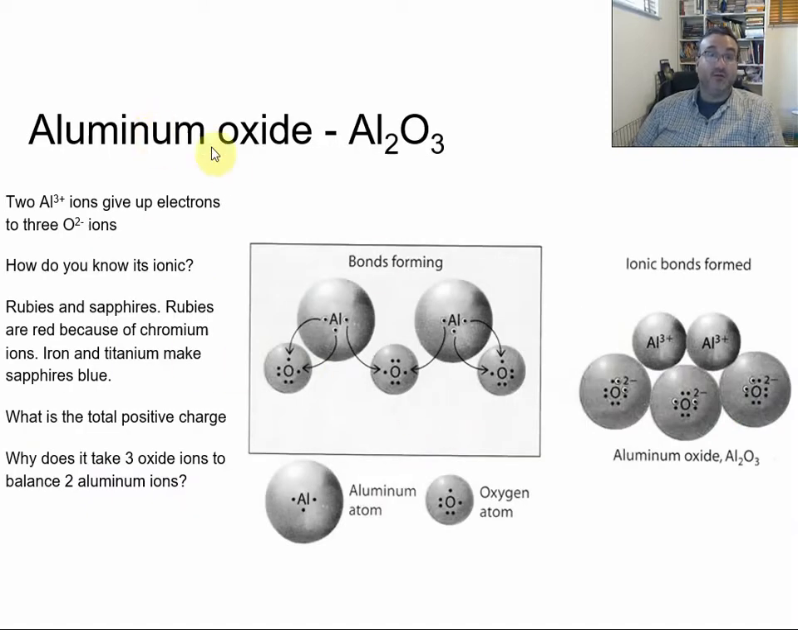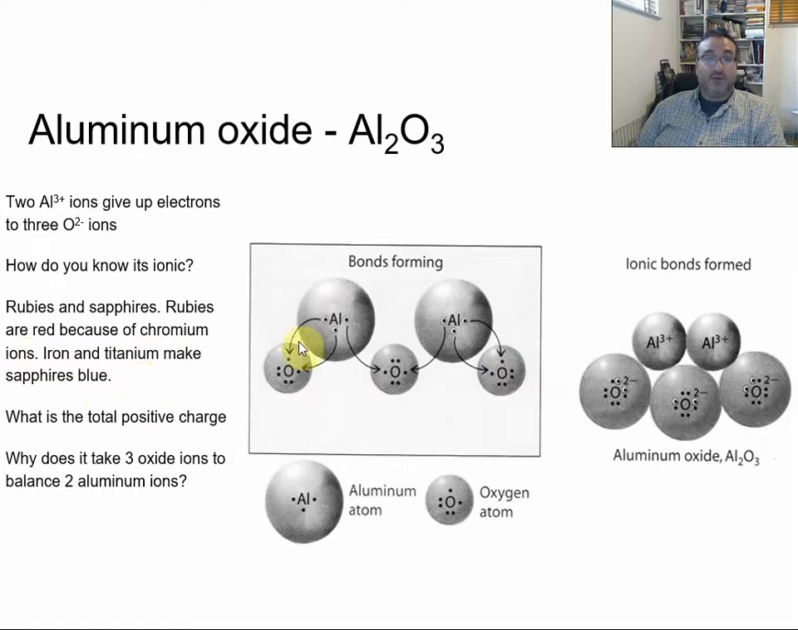Here you have aluminum oxide. There's 2 aluminums, and they give up electrons to 3 oxygen atoms. How would you know this is ionic? Aluminum oxide, by the way, is part of what makes up rubies and sapphires. Rubies also have some chromium ions involved, and sapphires have some iron and titanium, which makes sapphires blue.